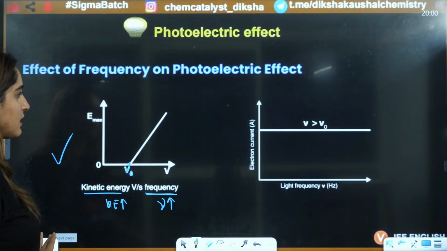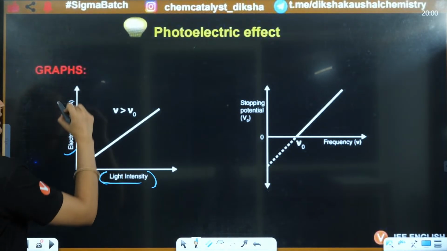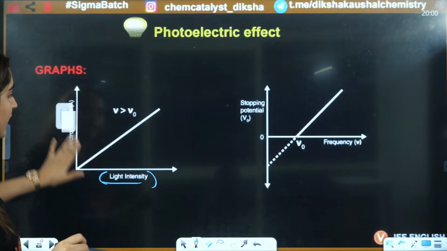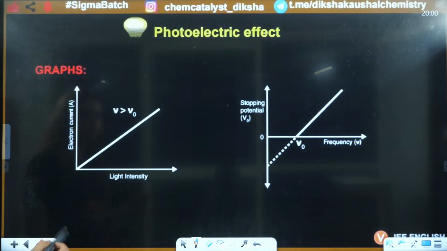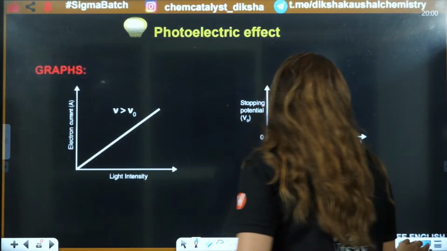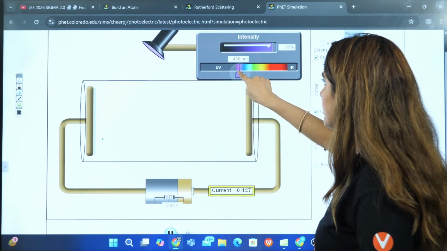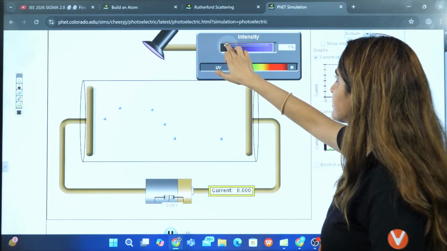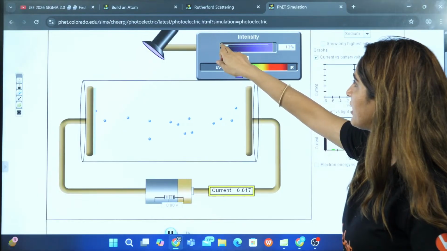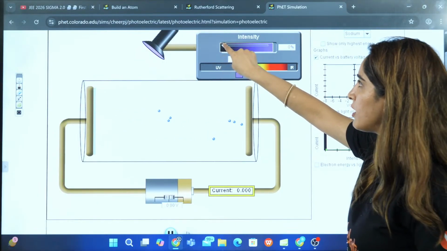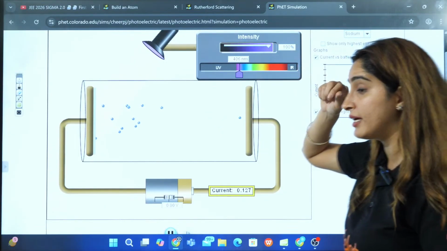Now let us see the next one, that is the graph of light intensity and electron current. Let us see what will happen with the light intensity. Let's fix the wavelength here. If you decrease or increase the intensity, that's how it changes. If intensity is 0, there is no current, right? As you increase the intensity, the current will increase.